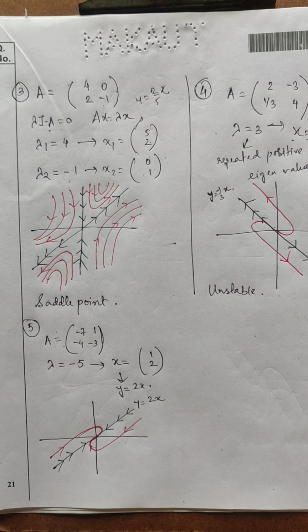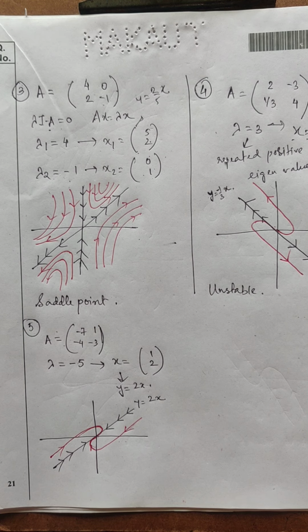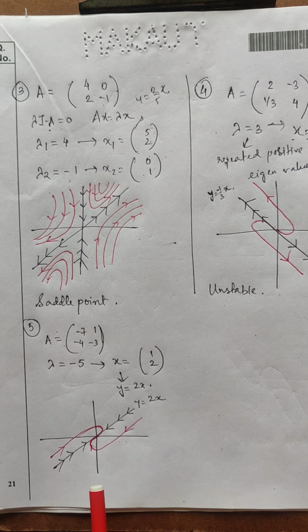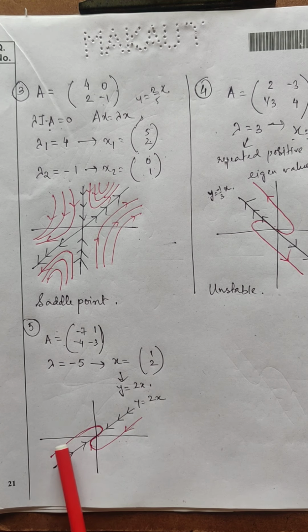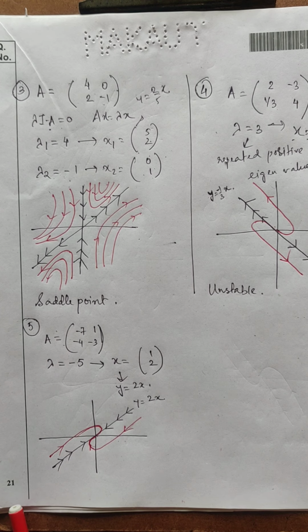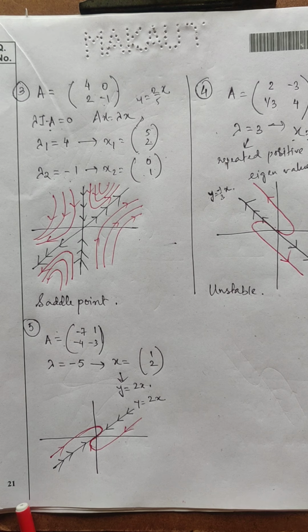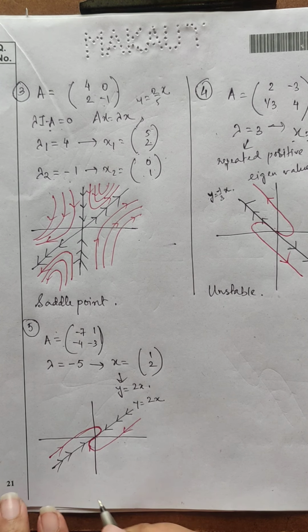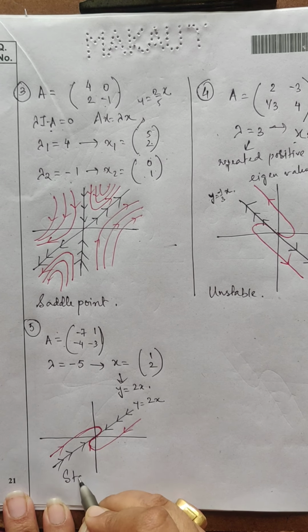a repeated negative eigenvalue, and with the help of the eigenvector we have drawn this curve, and then with this value I have drawn the phase portrait for the repeated eigenvalue. And since in this particular case we see that the trajectories are towards the origin, therefore the system will be stable.